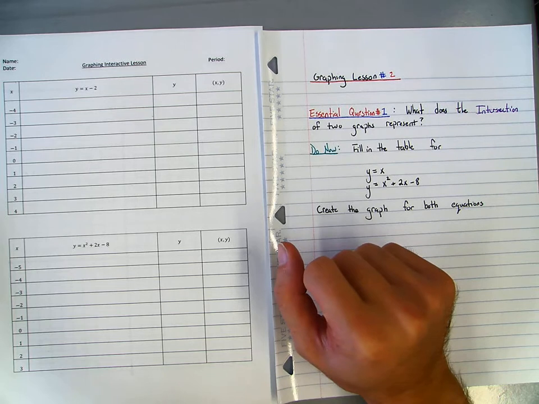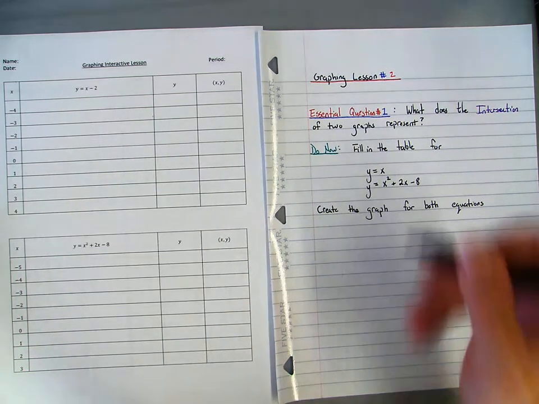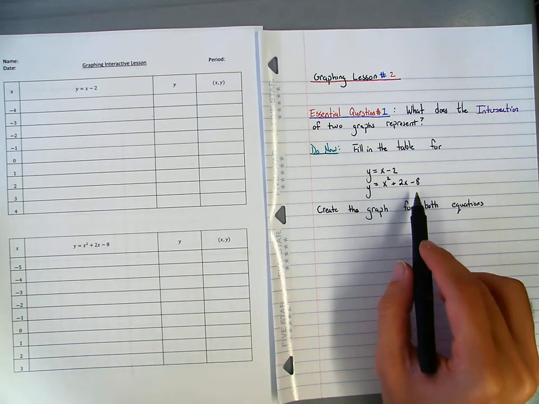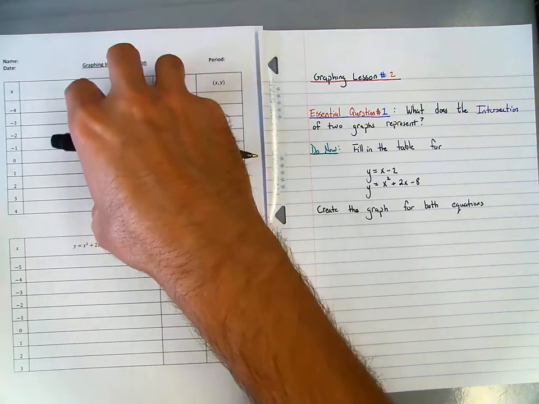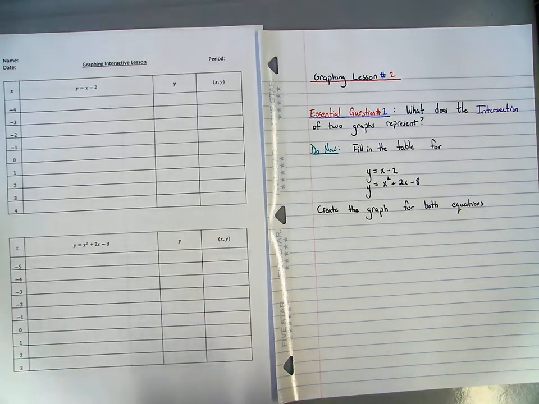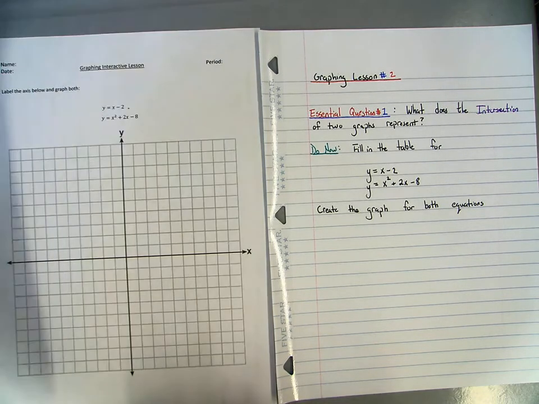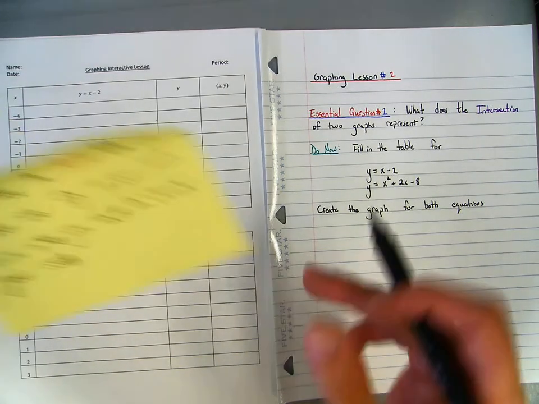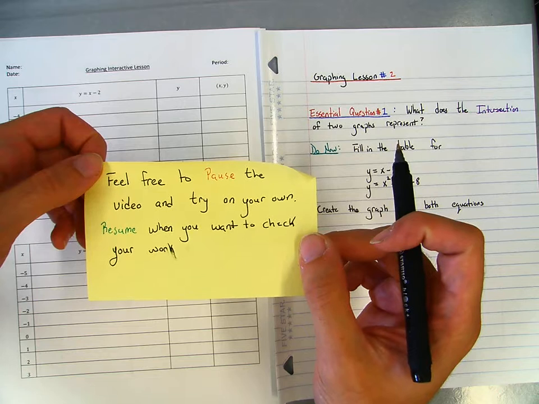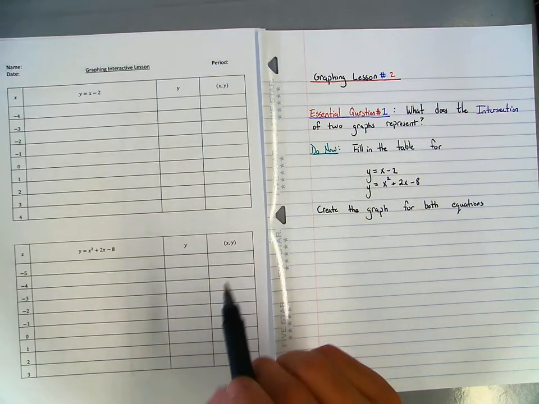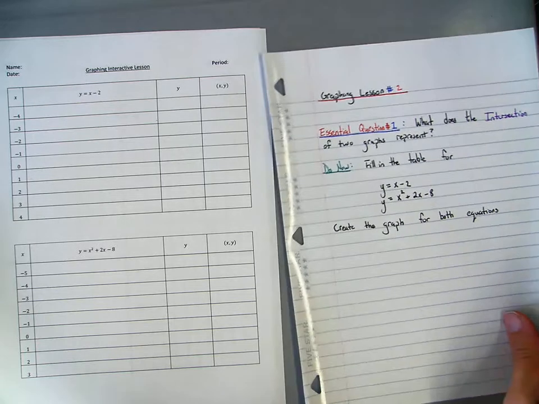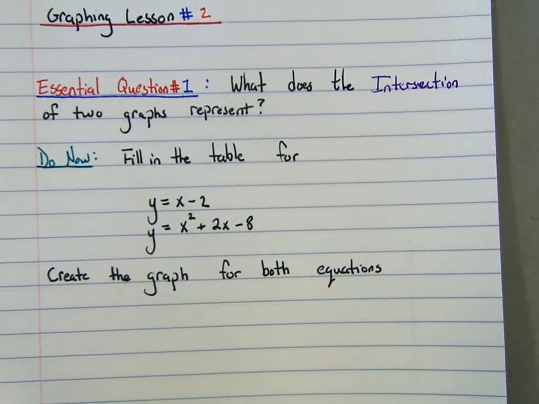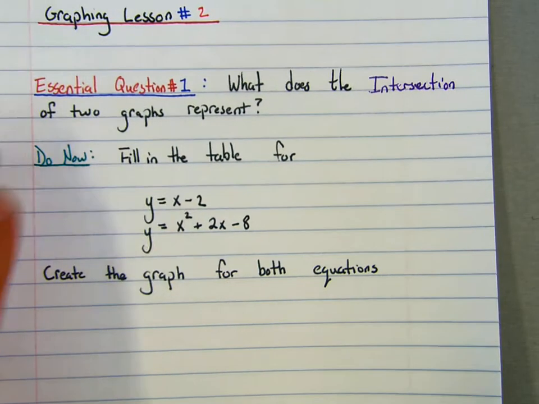So what I'd like you to do is, here we have our first graph of y equals x minus 2, and we have the second graph of y equals x squared plus 2x minus 8. Fill in the table for each of the functions, and then on the back of your page, you should be able to graph each of these two functions, okay? Feel free to pause the video and try this on your own and resume when you want to check. But first, have this in your notes. Pause the video, write this down. Okay, let's say you resume.